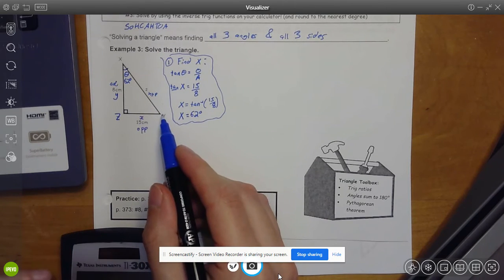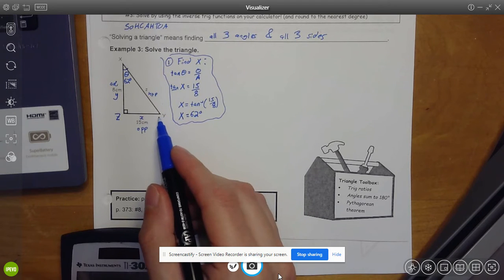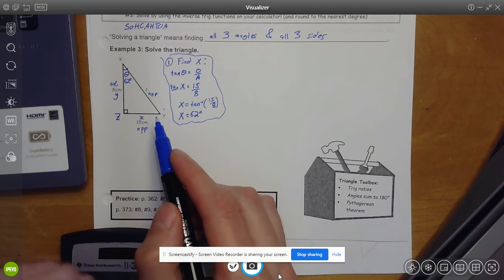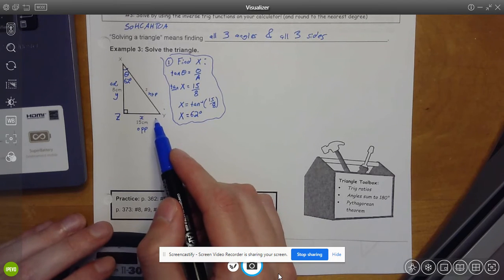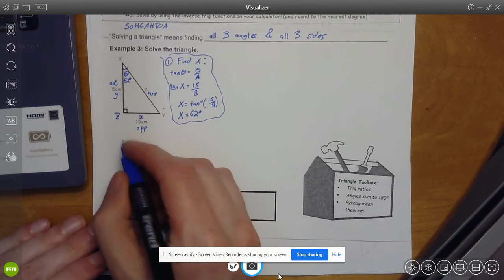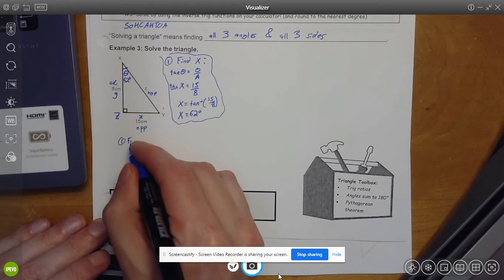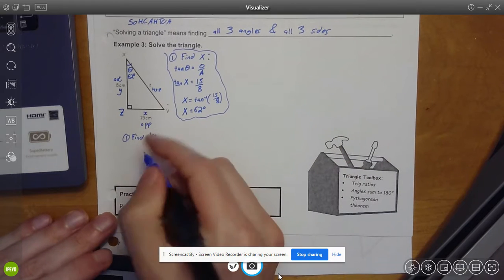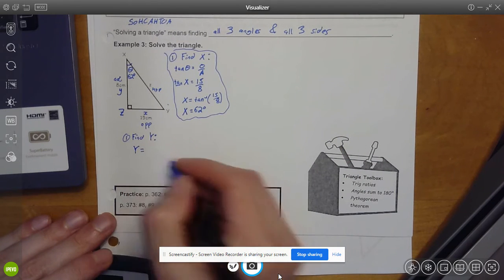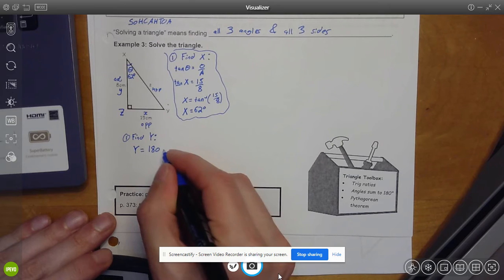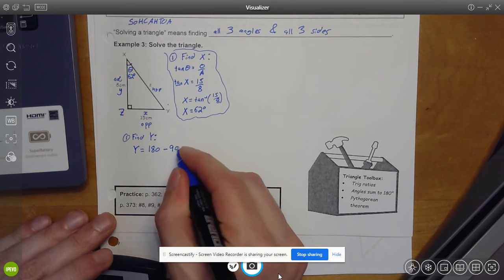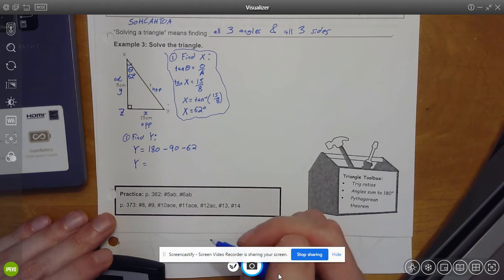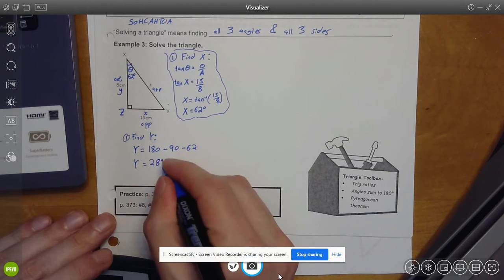What's the quickest way to find angle Y? I suppose I could use trigonometry. I could label the three sides again from this perspective and do a similar procedure. However, it's easier to solve angle Y if you remember that all three angles in a triangle need to add up to 180 degrees. So I already know two of the angles, so it's very easy to find the third. It's just 180 degrees, that's the whole triangle, subtract angle Z, which is 90, subtract angle X, which is 62. So Y must be 28 degrees.